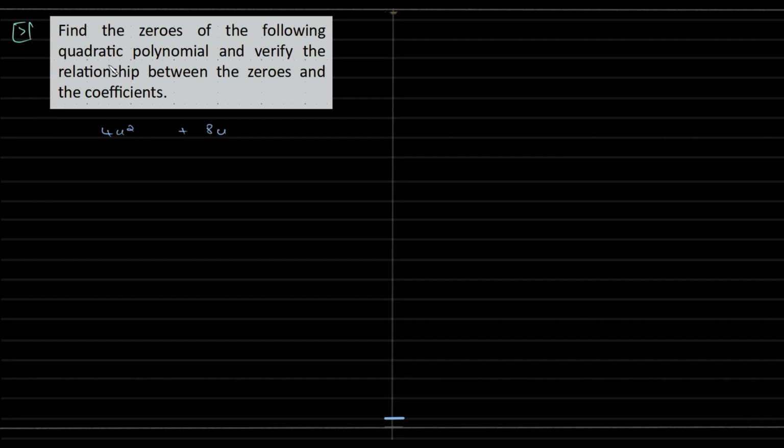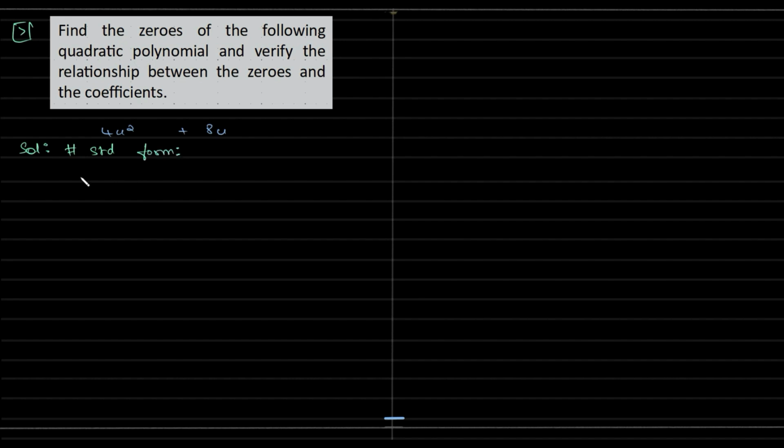Another similar question. Find the zeros of the quadratic polynomial and verify the relationship between the zeros and the coefficients. So we are looking at only two terms over here. That's a bit weird. But anyways, let's continue. So we are starting off with writing in standard form.